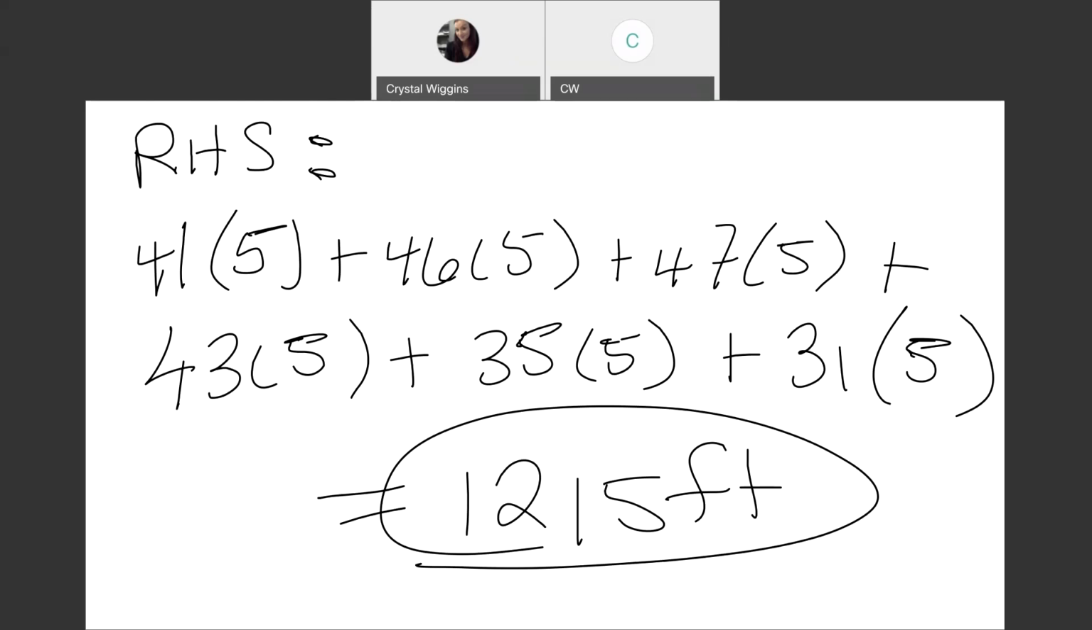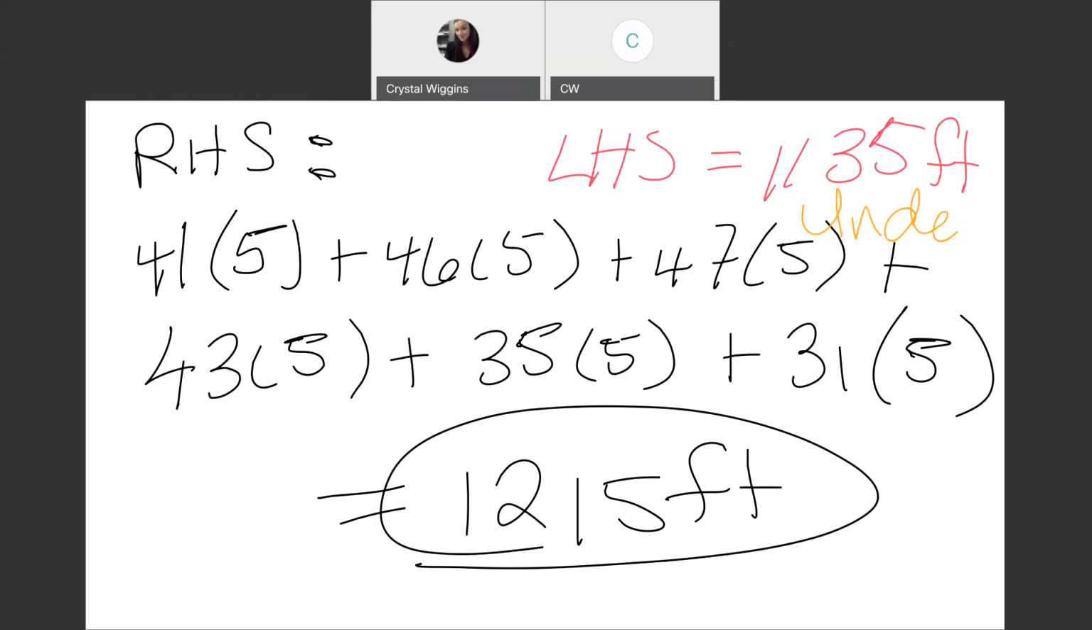Now we need to compare that number to the number that we calculated with the left-hand sums. If I take a look, that was 1135. So the left-hand sums gave us 1135 feet. We just found with the right-hand sums, we have 1215. So now I feel much more confident making the conclusion that this left-hand sum was an underestimate and the right-hand sum provides an overestimate because this number is bigger than this one.